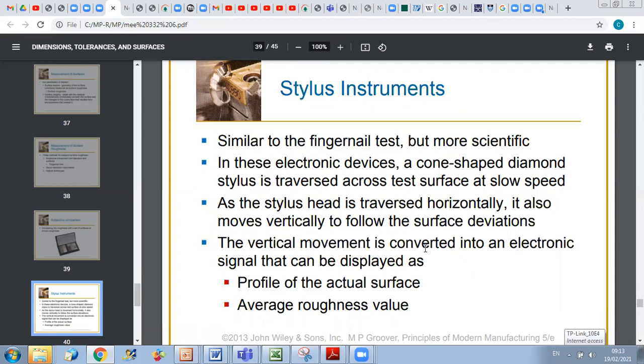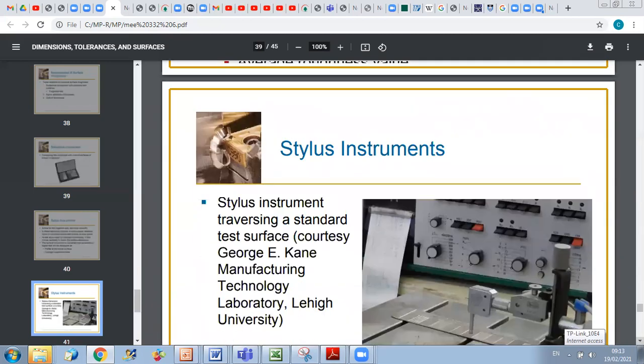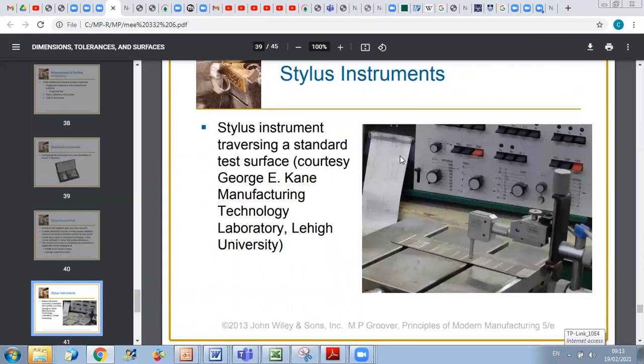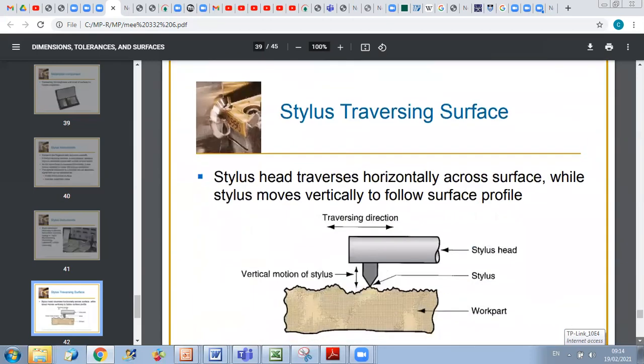The vertical motion is converted then into an electronic signal that can be displayed as a profile of the actual surface or an average roughness value. So let us see together the setup here. This is a figure of the setup showing a stylus instrument which will traverse a standard test surface. This is in real life a picture of it. You can see it here with the different details.